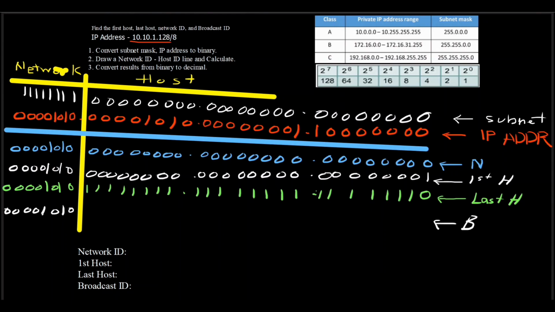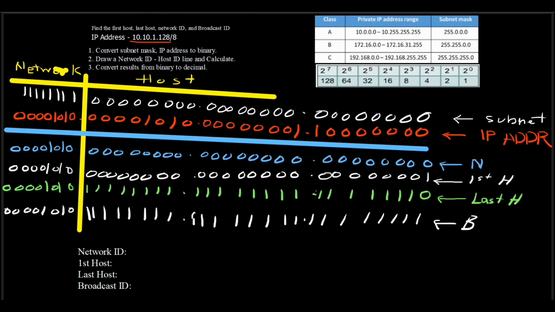And if you remember here, in the network part, we set all the host portion into zeros. In the broadcast ID, we're going to set all the host portion into ones. That's for the broadcast. So 1 is going to be all set to 1. And that's basically for the broadcast ID.